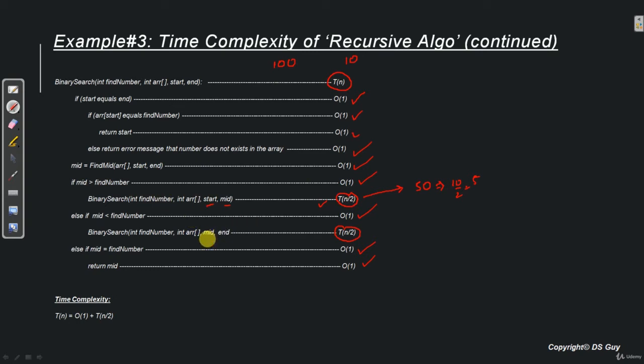Similarly, here we have divided the array again into equal halves. So this will also take n by 2 time. Now if we add all of these time complexities, we get T of n is equal to order of 1 plus T of n by 2. Now why are we saying T of n by 2 and not 2 T of n by 2? Because we have 2 times T of n by 2, so adding them becomes 2 T of n by 2. But again, since this is a constant term, we can avoid it.